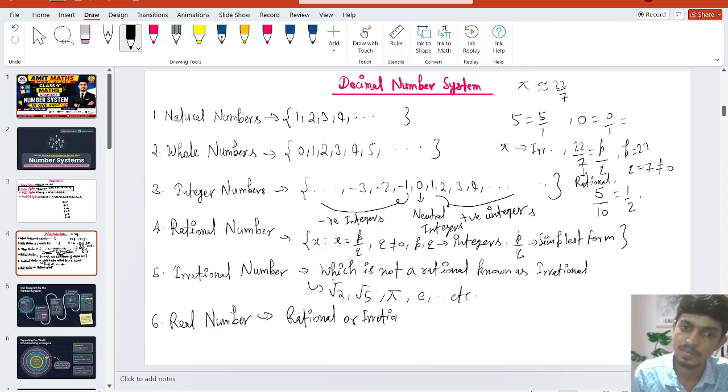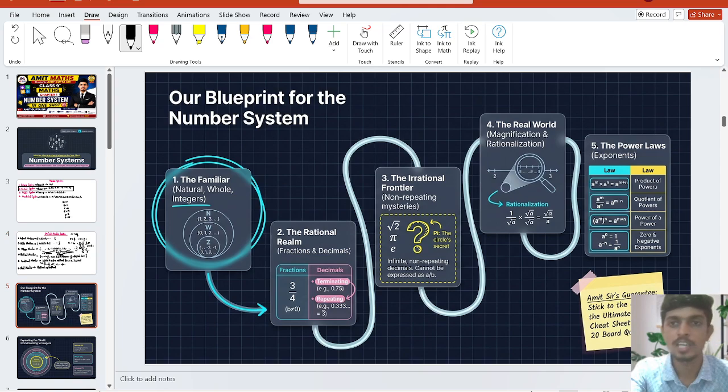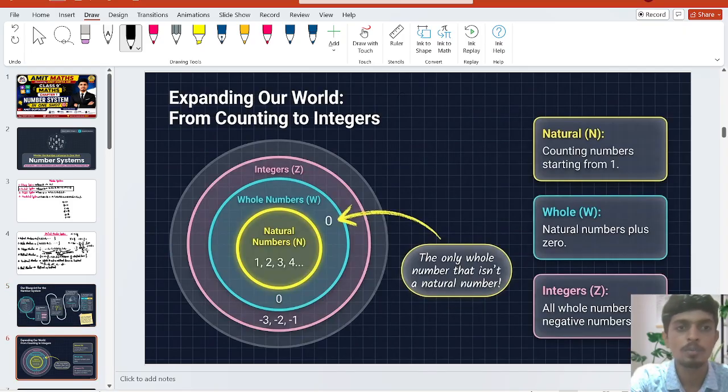It means that every number which is written above is a real number. Rational or irrational are known as real numbers. So we will see the next diagram. You see on your screens our blueprint for the number system: the familiar natural and whole numbers, which I already told you, and the rational numbers, which we already told you. The irrational numbers, under root 2, pi, etc., and the real numbers. We will discuss further, and come to the topic of expanding our world from quantity to integers.